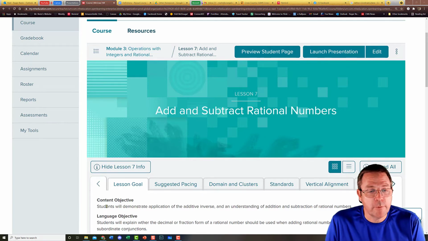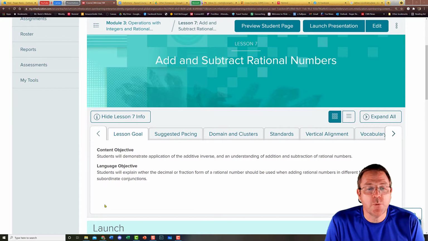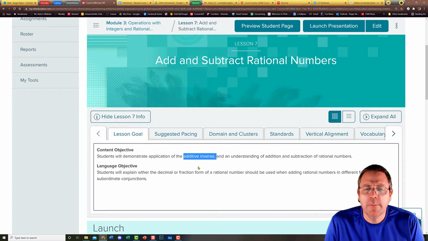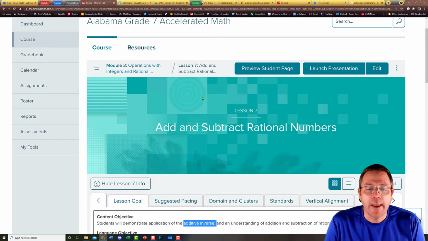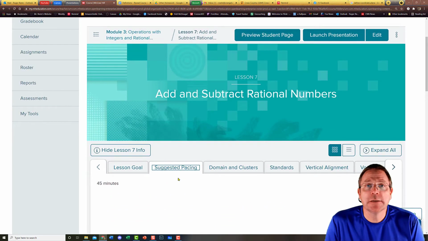The content objective is students will demonstrate application of the additive inverse and understanding addition and subtraction of rational numbers. Additive inverse, that may be equations, we shall see. And the pacing guide says that this is going to be a single day lesson, so it shouldn't take too long to knock this one down. Let's get started.